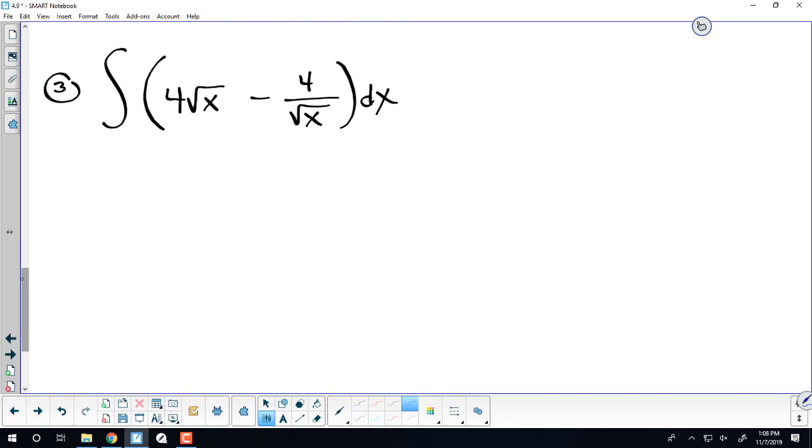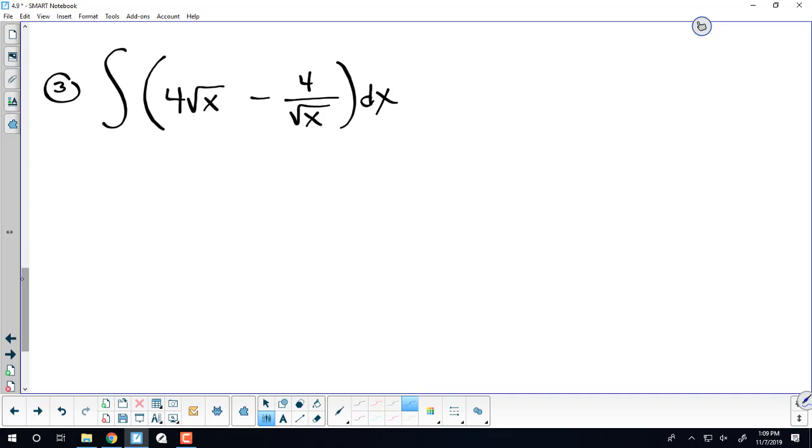So the antiderivative of 4 root x minus 4 over root x. So if you wanted to try to simplify that, what would you do? 4x minus 4 over square root of x. 4x minus 4. So how would that be obtained? Like, what would you do? Just multiplying the 4 square root of x by square root of x on top and bottom.